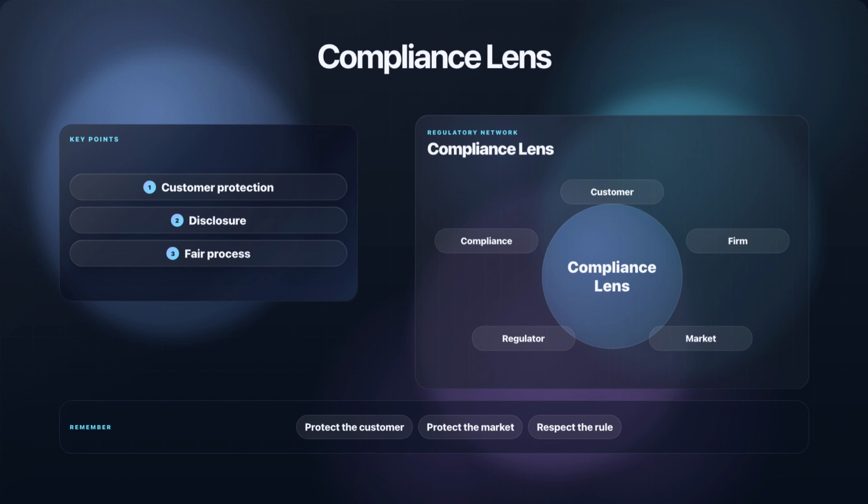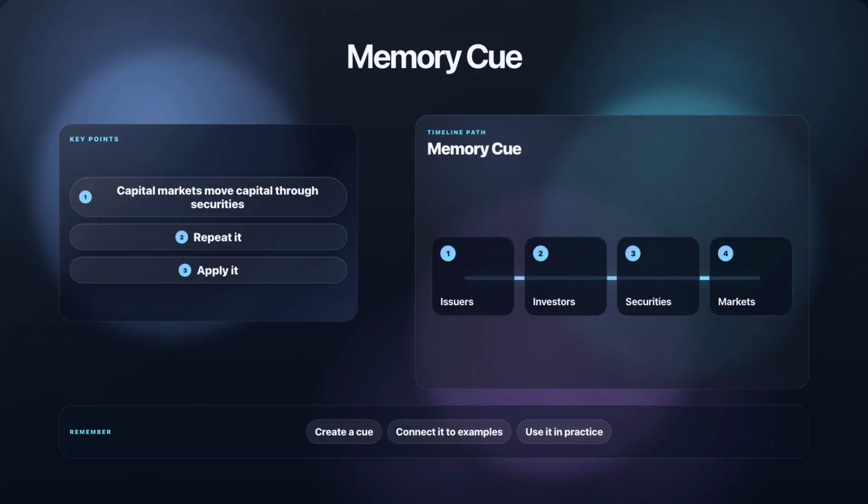Ask which answer supports fair dealing, accurate disclosure, proper supervision, or investor protection. That lens is especially useful when 2 answer choices seem close. Use this memory cue. Capital markets move capital through securities. A good cue is short enough to remember, but meaningful enough to guide a practice question. When you see this topic again, return to that cue before selecting an answer.